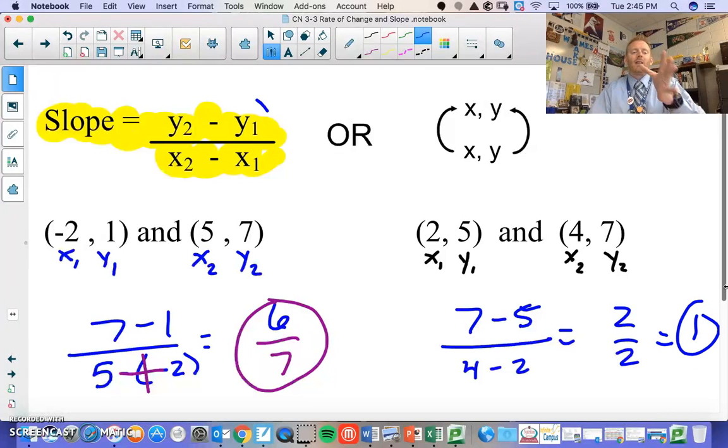And I want to let you know before we end this video, the most common mistake that kids make, for some reason, is to do 7 minus 4, or to do 4 minus 5. If you write down what the y1 and the x1 and the y2 and the x2 are, all you got to do is plug it into the formula. Take your time and keep the silly mistakes at a minimum.